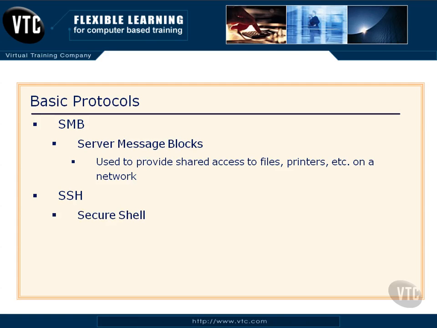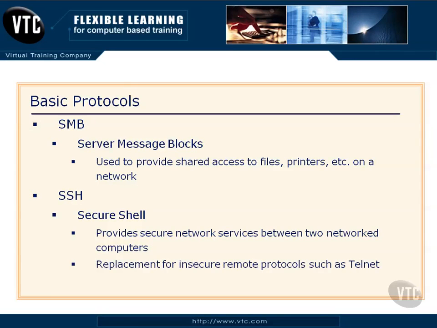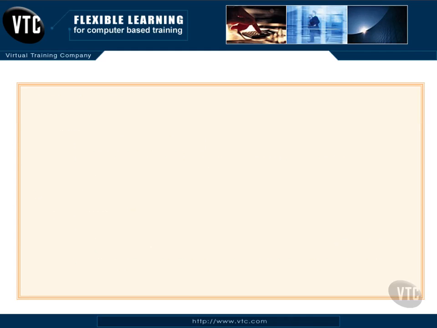SSH is Secure Shell. Now, Windows people don't know a lot about this. The Unix Linux people know quite a bit about this. Secure Shell gives you secure network services between two networked computers. If you use something like Telnet, it will allow you to work with another computer. However, everything's being passed across the internet in clear text. It could be grabbed by someone or read by someone. You could capture passwords, all kinds of information. But Secure Shell is a secure alternative to unsecure protocols like Telnet.